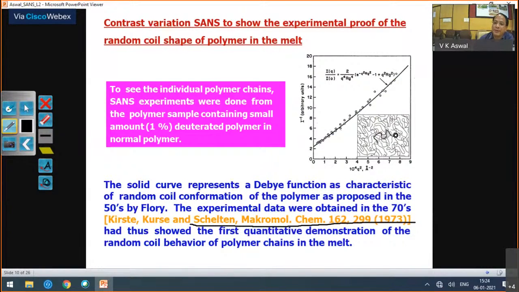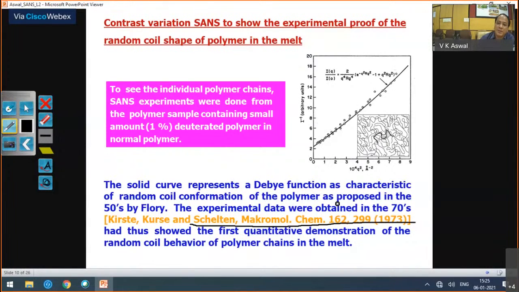But if there is a kid who has a birthday that day and he's wearing a different uniform, different clothes, then you can immediately find out where he is, either playing or in the class or wherever. So it is like this. You give a different color to this polymer compared to the rest of the chain, and then you only see the conformation. Your scattering will only come from this deuterated polymer.